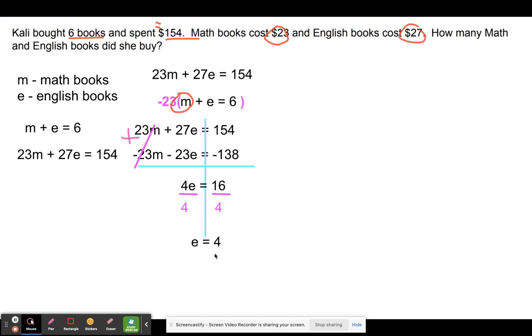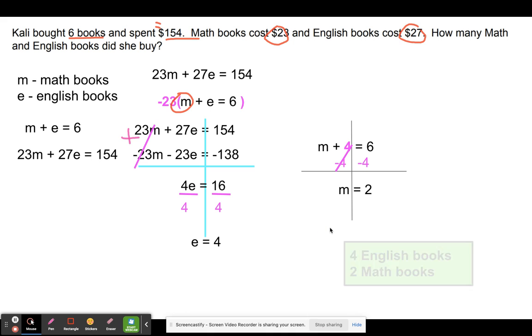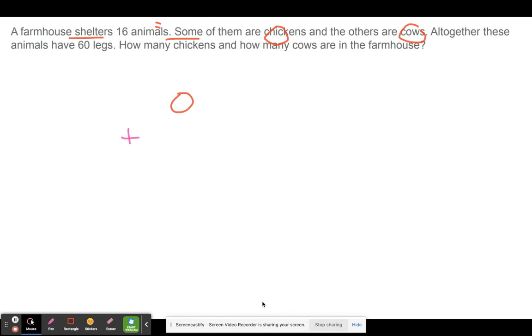All right, so now we simply just take that 4 and plug it into the easier equation, the M plus E. We'll do that right over here because that's the amount of English books. Now we're going to find the amount of math books. I plug in the 4, subtract 4 from both sides, and then we get M equals 2. Okay, so now I'm going to write out the answers, and we get 4 English books and 2 math books. Okay, and remember, you can always pause the video as I go if I'm going a little too fast for you. Okay, let's clear the screen up.